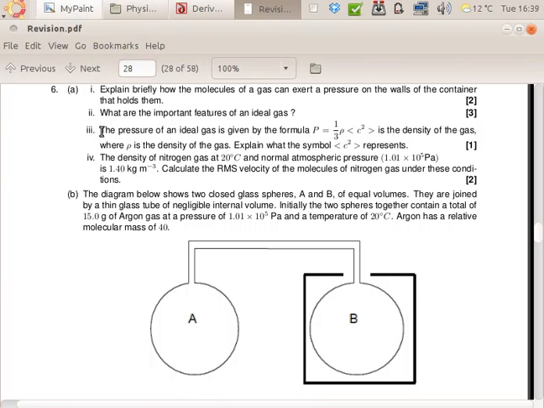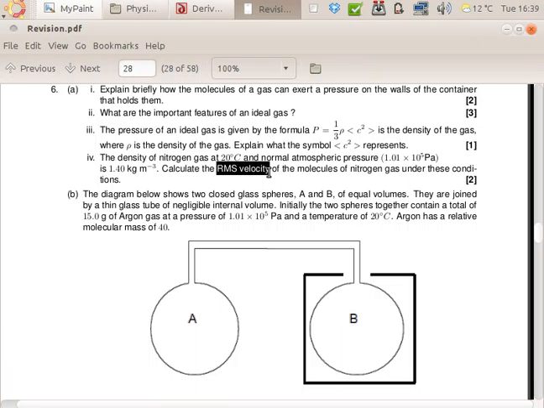The pressure, can you see? The pressure of an ideal gas is given by this formula. Pressure is 1/3 rho, and then this thing here. This is the density, we know that, yeah? P is the pressure, but does anybody know what this symbol is? No, it's actually C squared. Now look, even if you don't know what it is, doesn't matter. Read the next question. The density is this, the pressure is this, calculate the RMS velocity.